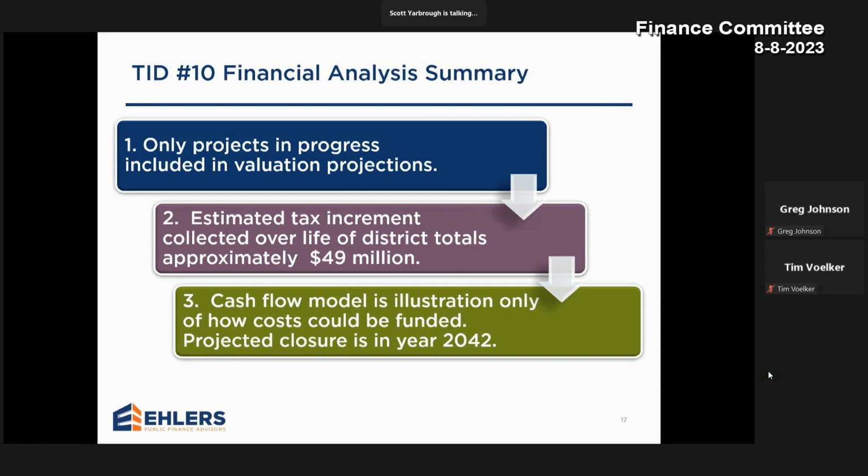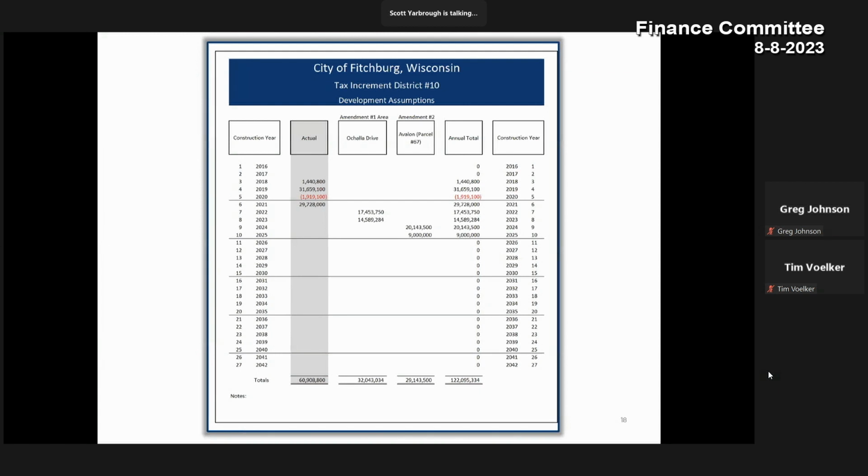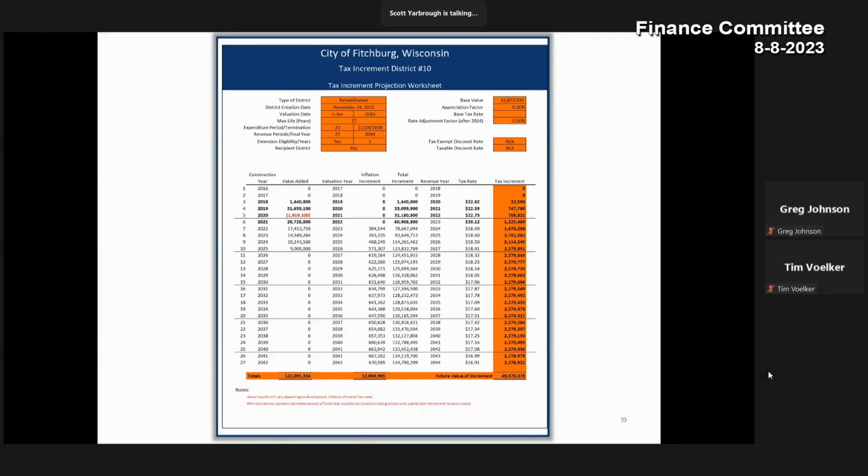If everything was funded within the district, the projected closure is in year 2042. So we've just projected some new value for projects that are already under construction, plus the existing incremental value that's already in existence within the district. So again, that generates about $49.1 million over the 27-year life of the district.